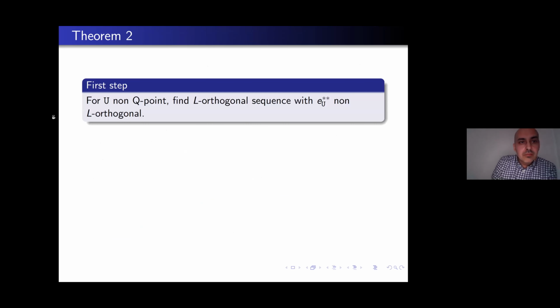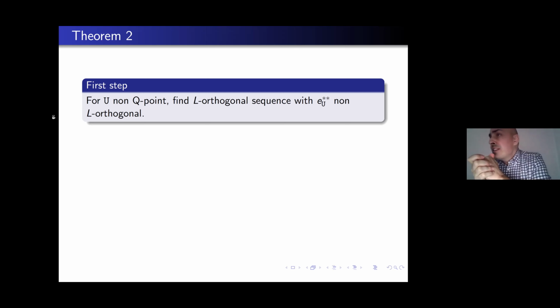So now I want to give also some idea about Theorem 2. And remember, Theorem 2 said that there is a sequence such that whenever I take a limit through a non-Q point, then it's not an L-orthogonal element.